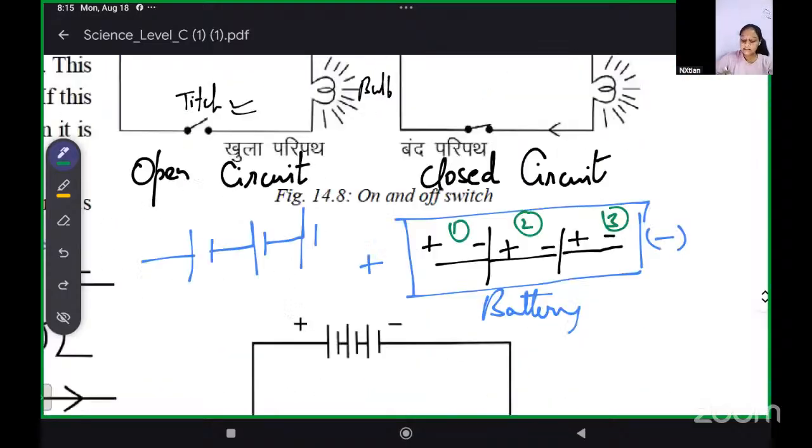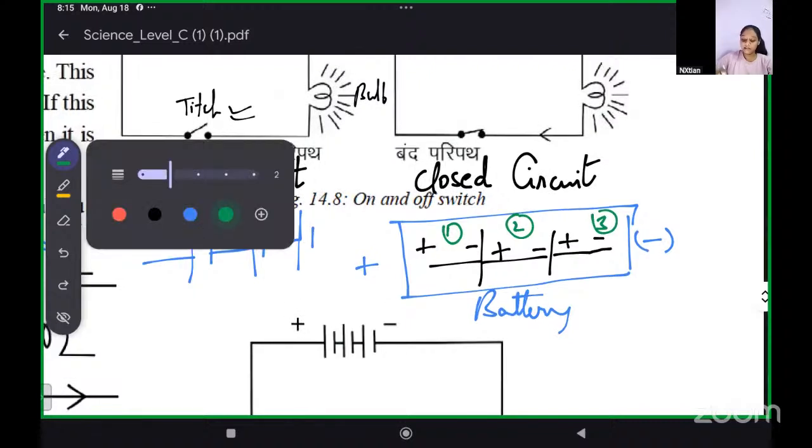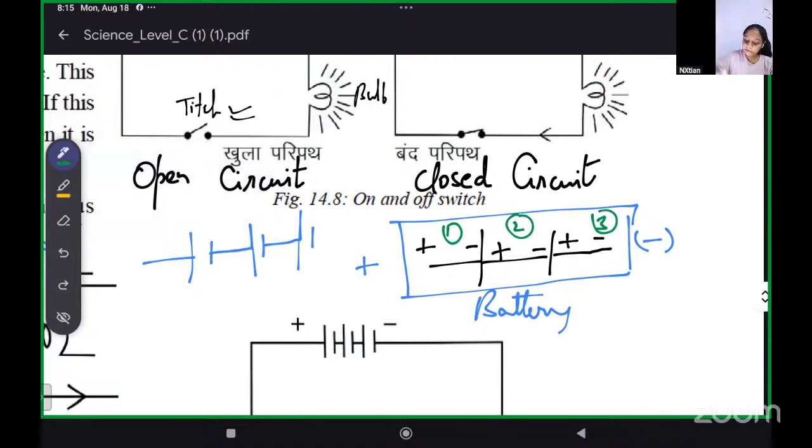What happens is that the current that is flowing will flow from the positive terminal to the negative terminal. The current that is flowing inside it will flow from the positive terminal towards the negative. Okay, understood.